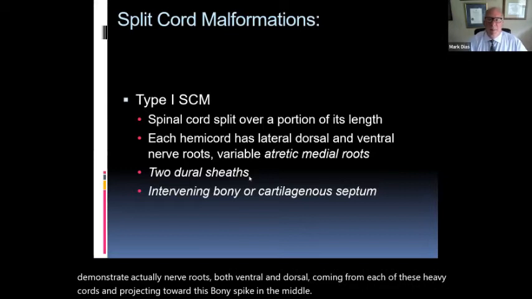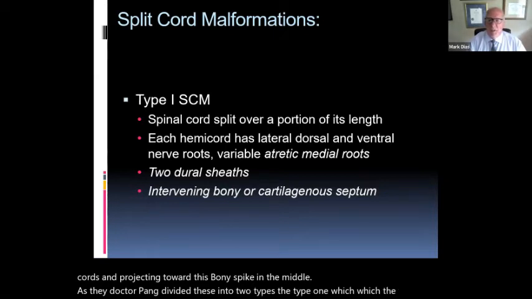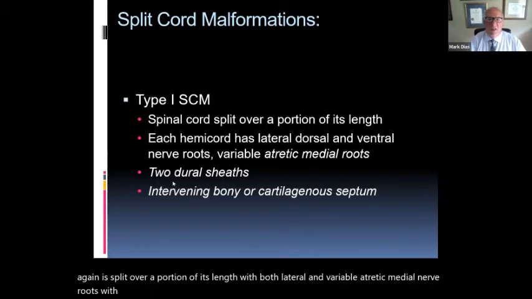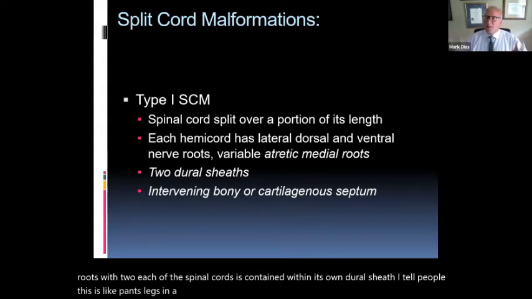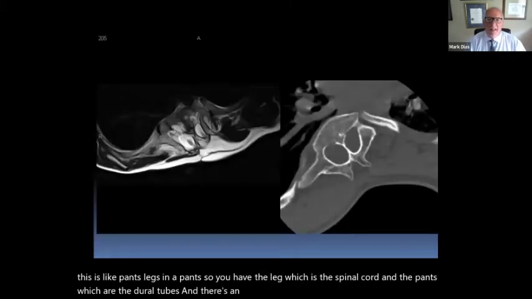As you know, Dr. Pang divided these into two types: the type 1, in which the spinal cord, again, is split over a portion of its length with both lateral and variable atretic medial nerve roots, with each of the spinal cords contained within its own dural sheath. I tell people this is like legs in a pair of pants. So you have the leg, which is the spinal cord, and the pants, which are the dural tubes. And there's an intervening extradural bony or cartilaginous septum.